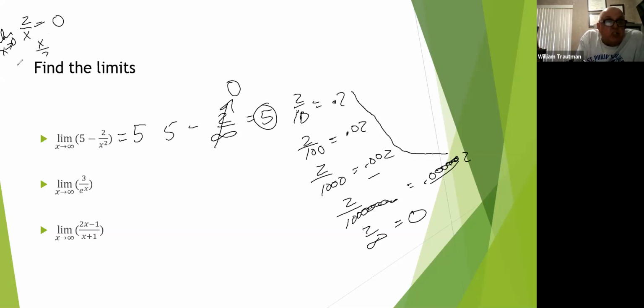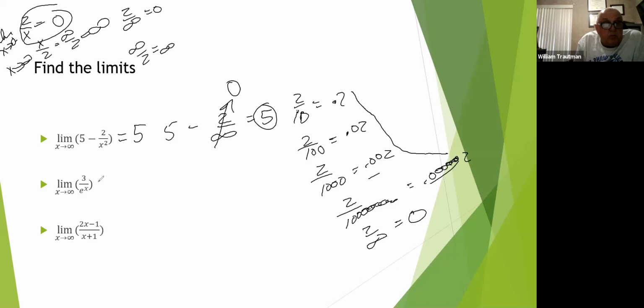What does x over 2 equal as x approaches infinity? Infinity divided by 2 is still infinity. Do you see the difference? 2 divided by infinity equals 0, but infinity divided by 2 still equals infinity. I just want to make sure we understand that.